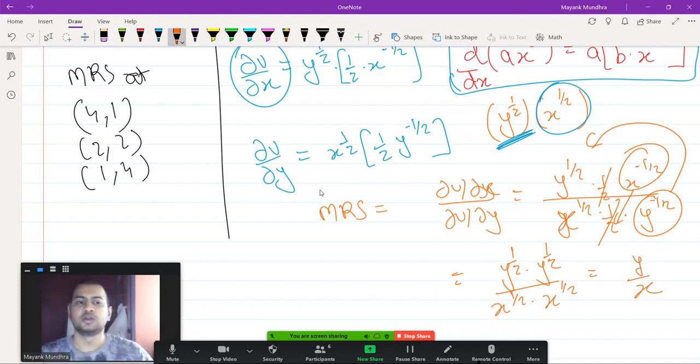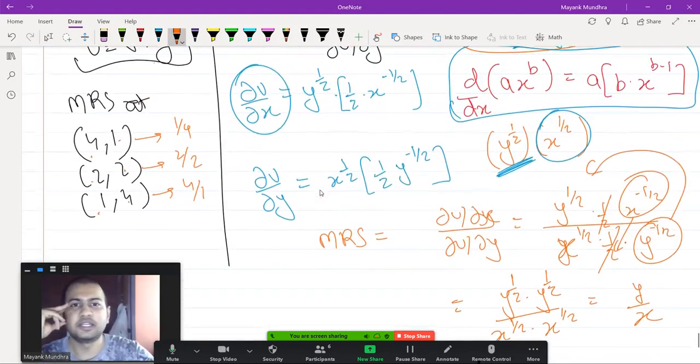Okay. So the MRS at this point will be y by x, so 1 by 4. At this point y by x is 2 by 2, at this point y by x is 4 by 1. So that's how you can find the MRS at the 3 points. Okay.